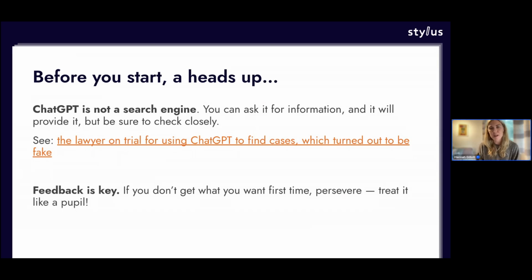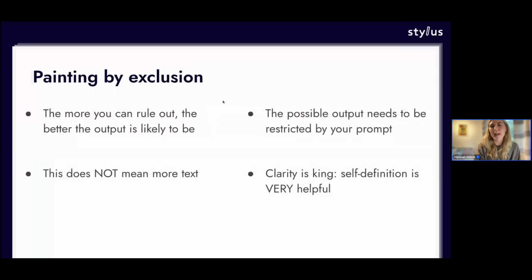And the other one is that feedback is key. So treat it like a pupil, and if you don't get what you want the first time, persevere, go and rephrase what you're asking it for. This is the part where, if you're watching the recording back, I would be listening along in front of a computer while you're trying to create a resource or get it to do something that you think would be particularly useful. So first tip for getting what you want is to paint by exclusion.